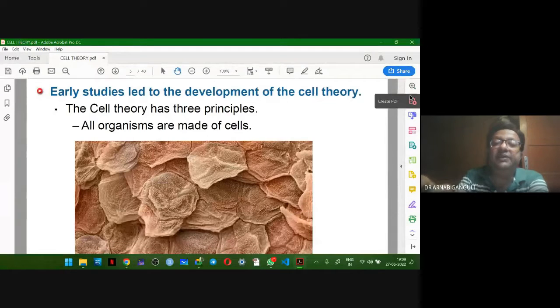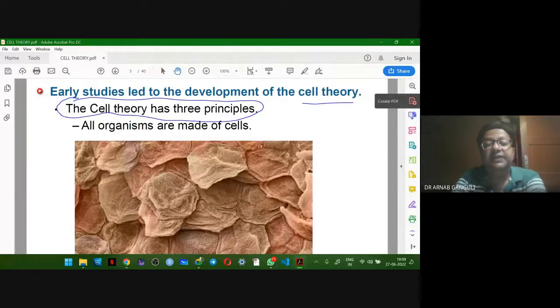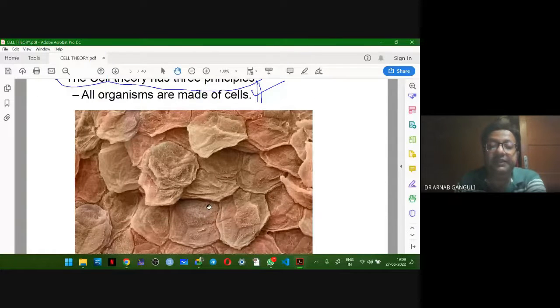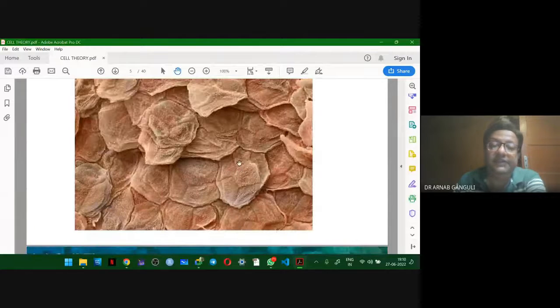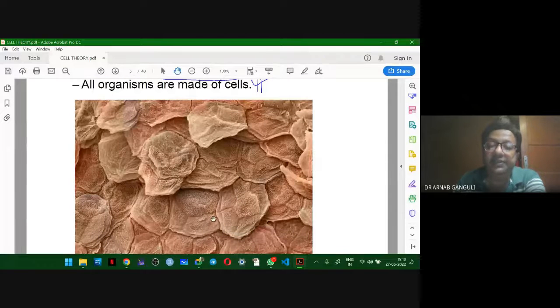Early studies with the microscope led to the cell theory. The cell theory has three principles. The first one is that all organisms are made up of cells. This is the first principle. Here you can see some cells under the microscope. This is one cell, then two cells, 3 cells, 4 cells, 5 cells.